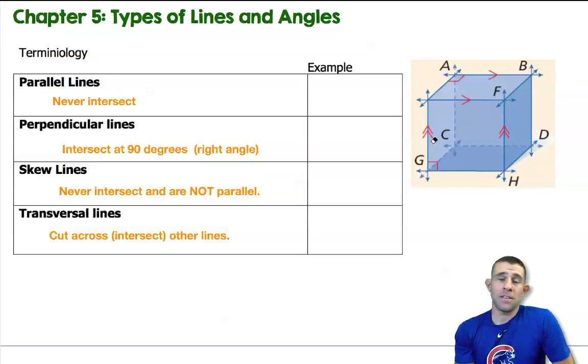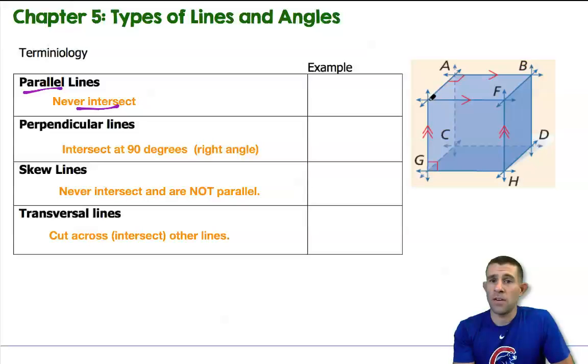Today we're taking a look at types of lines and angles, and specifically the angles that are formed from intersecting lines. Now before we get into it, let's take a look at a few definitions that you might be familiar with already, but we're also going to learn some new notation for these. So parallel lines are lines that never intersect.